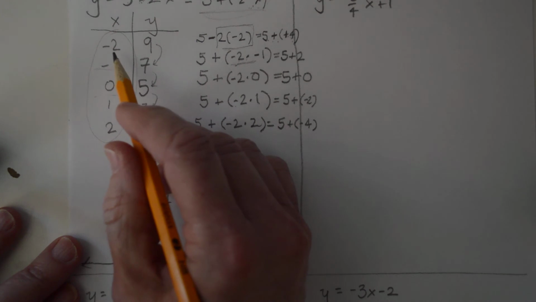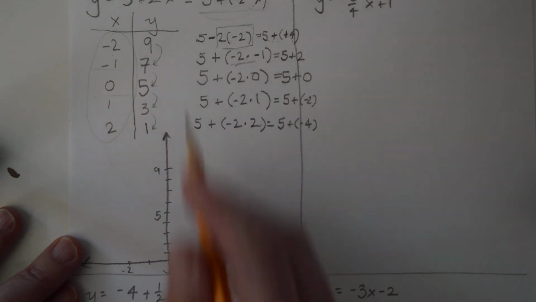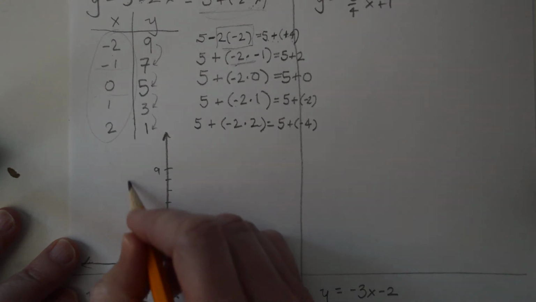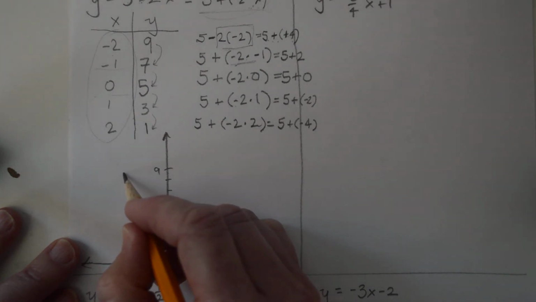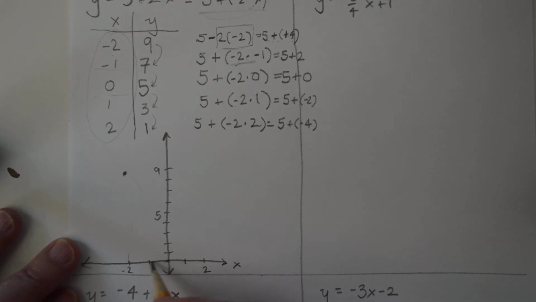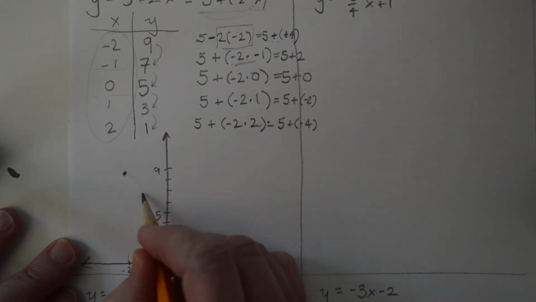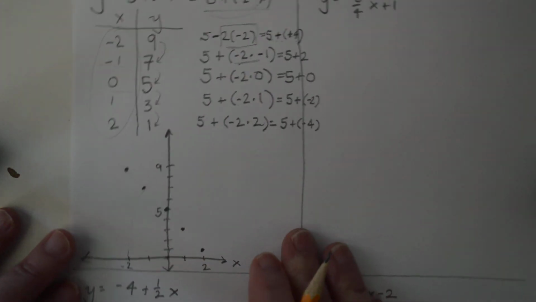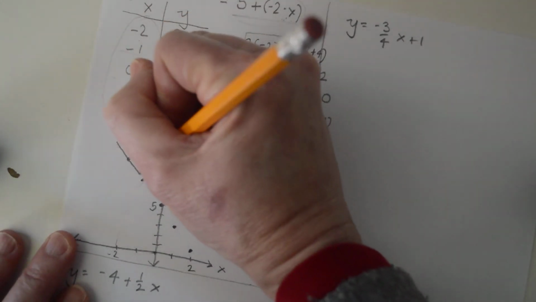So the first point says -2 on the x, 9 on the y. So from the origin over to the -2, up to the 9. Next point says -1, 7. Next one says 0, 5. Next one says 1, 3. And then the last one says 2, 1. And again, we're going to connect the dots.